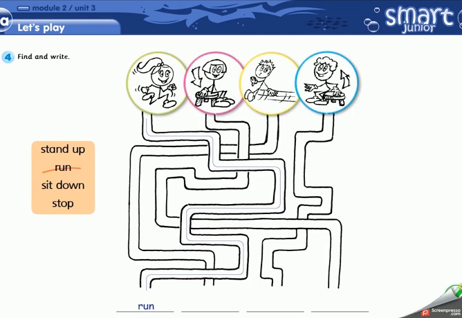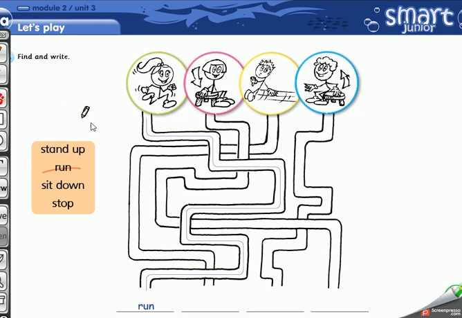Now, we have exercise number four. So let's play. We have a game, okay? First, let's see. We have run. This girl is running. And let's follow the line and get here. So this is run. Let's see number two. We have sit down.